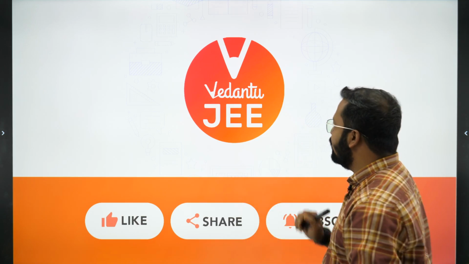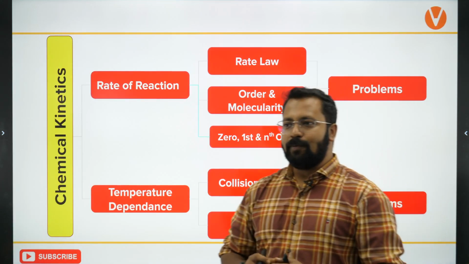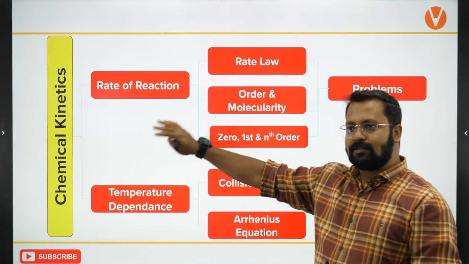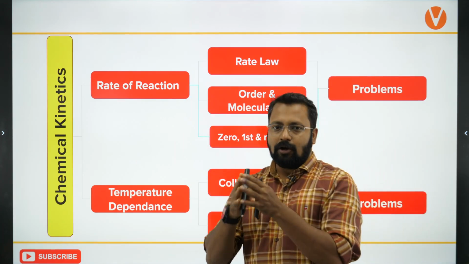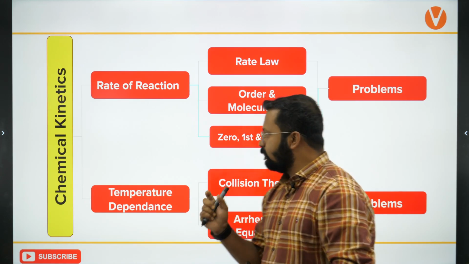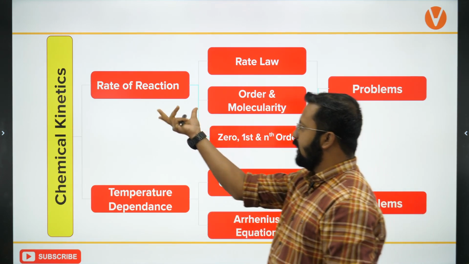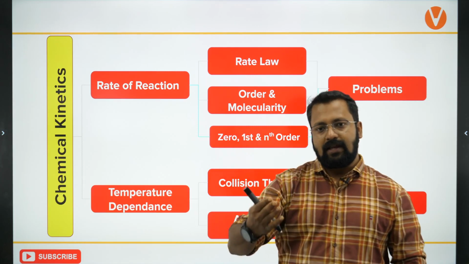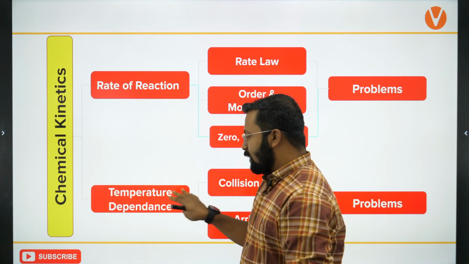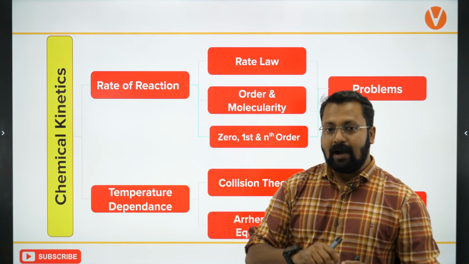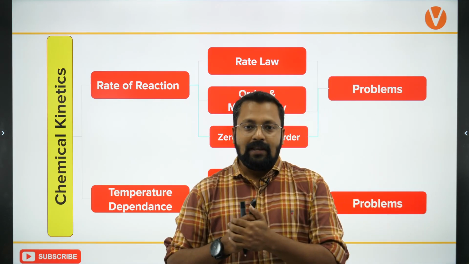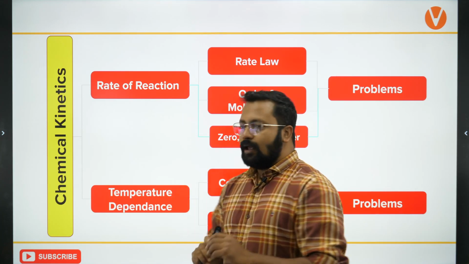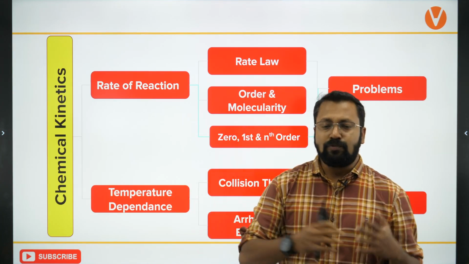And this is the flow that we would be following. You can see that chemical kinetics is the major topic, and we will be covering the topic in two subsections. One where we would be discussing the rate of reaction, and the second section would be where we would be discussing the temperature dependence of rate. You must have seen that if you increase the temperature, then the rate of reaction increases in almost most of the cases.